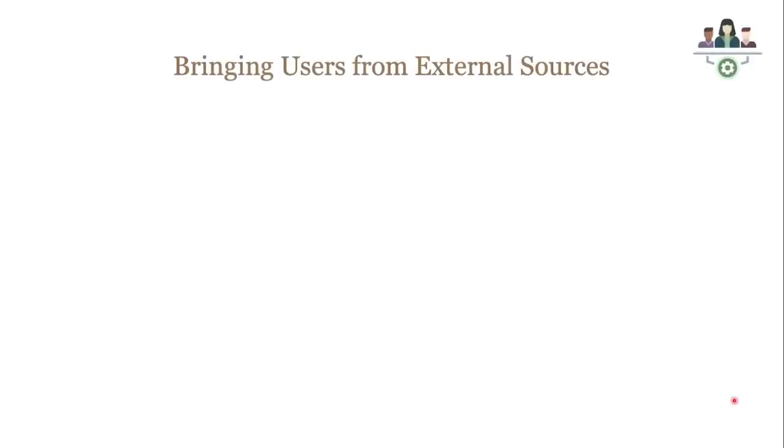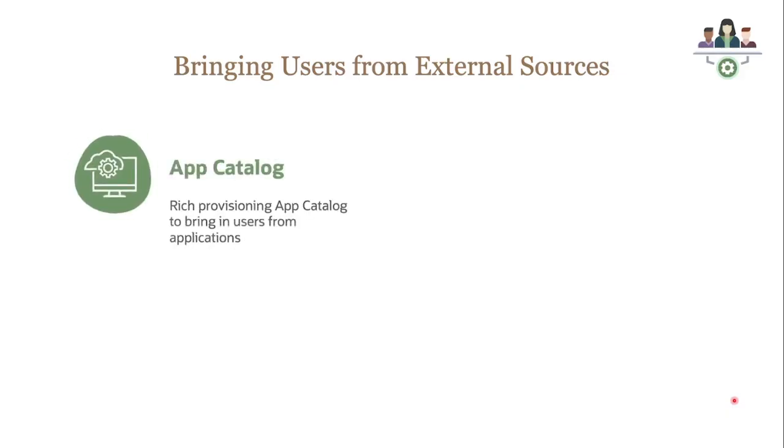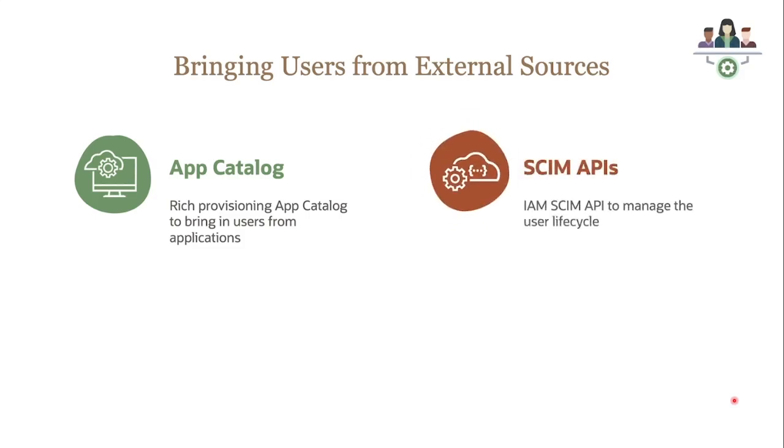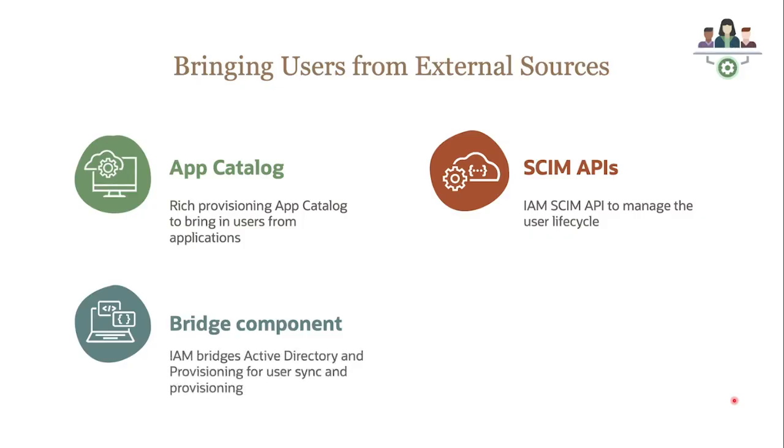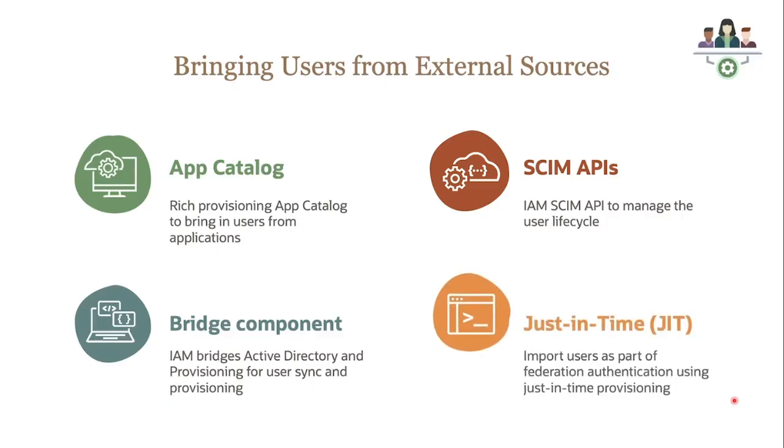But what if I want to bring the users from external sources? You can bring them to IAM using automation in several ways, depending on the use case. You can use methods like app catalog to bring users from applications like Oracle HCM, that is Human Capital Management, or Oracle Unified Directory and Oracle Internet Directory. Or you can use SCIM APIs, or System for Cross-domain Identity Management, for user lifecycle. Additionally, IAM provides the Active Directory Bridge and Provisioning Bridge software component that customers can install locally on-prem to sync and provision users to OCI IAM. And to import users as a part of federation, you can use just-in-time provisioning.